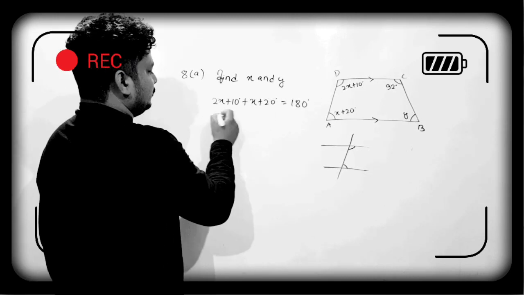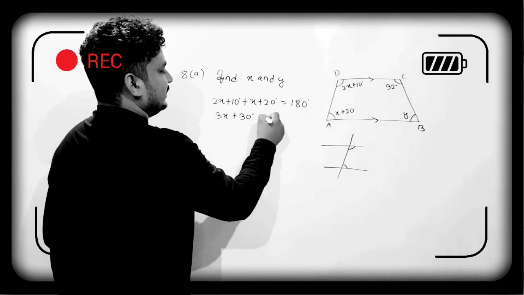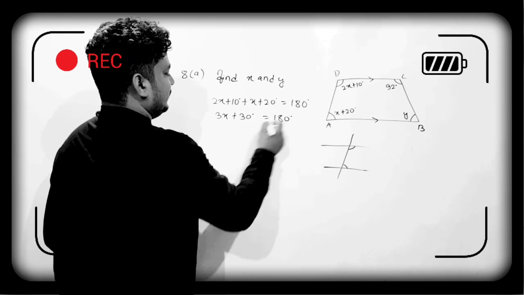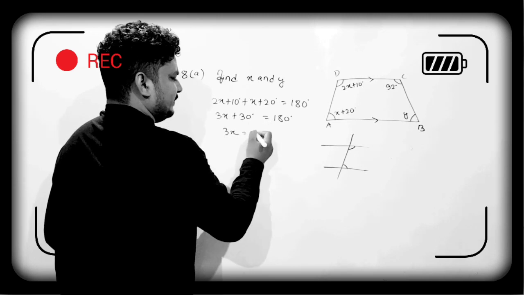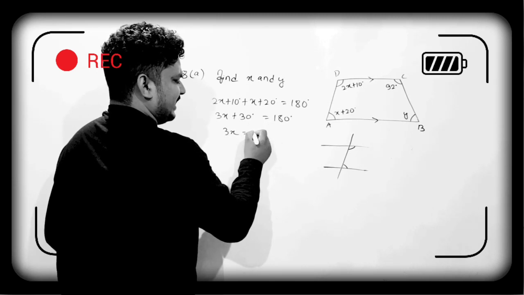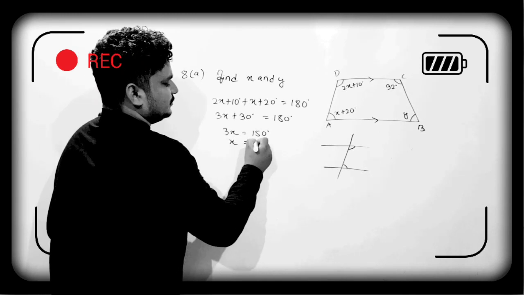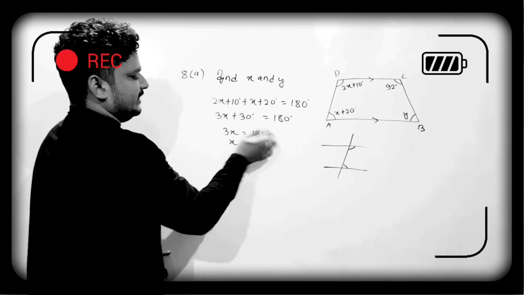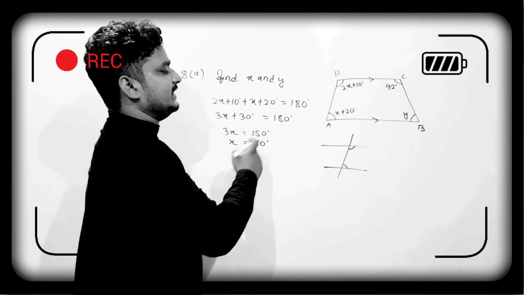So we will do the sum. 3x plus 30 degrees is equal to 180 degrees. 3x is equal to 180 minus 30, so I am directly writing 150 degrees. x is equal to 50 degrees, divided by 3. So we have got the value of x, that is equal to 50 degrees.